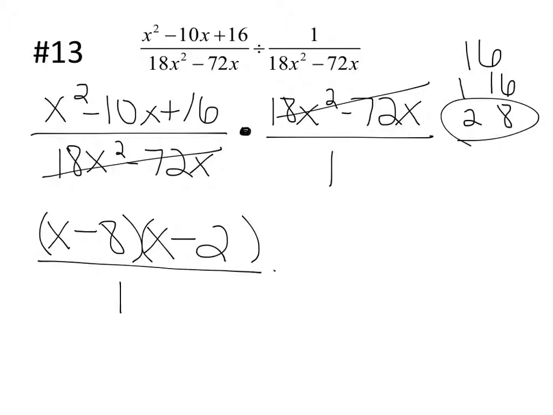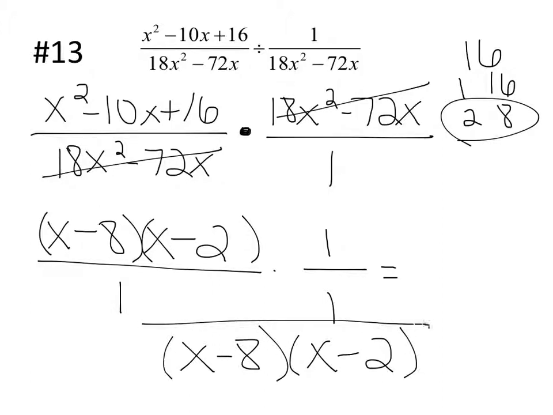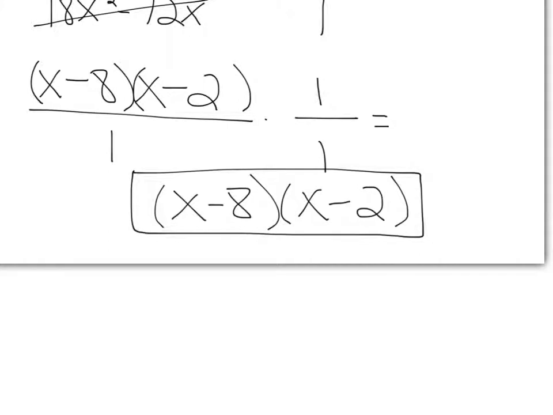Over 1, because we already canceled that. Times 1 over 1, because we already canceled it. So your answer is just x minus 8 times x minus 2. Now they ask you to tell them what your excluded values are. And what that means is just the values that will give you 0 in the denominator.